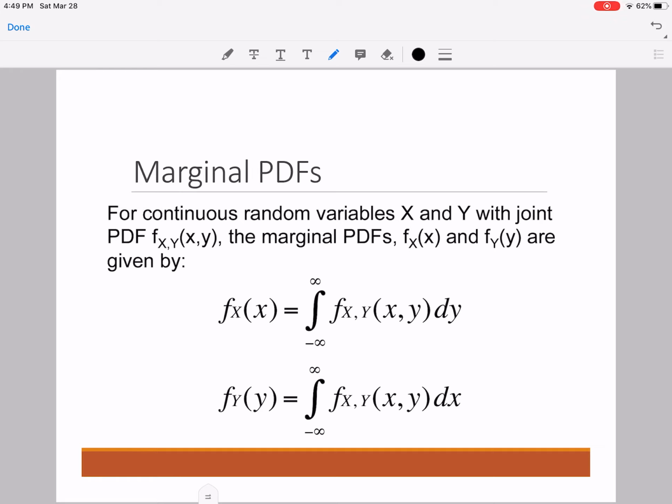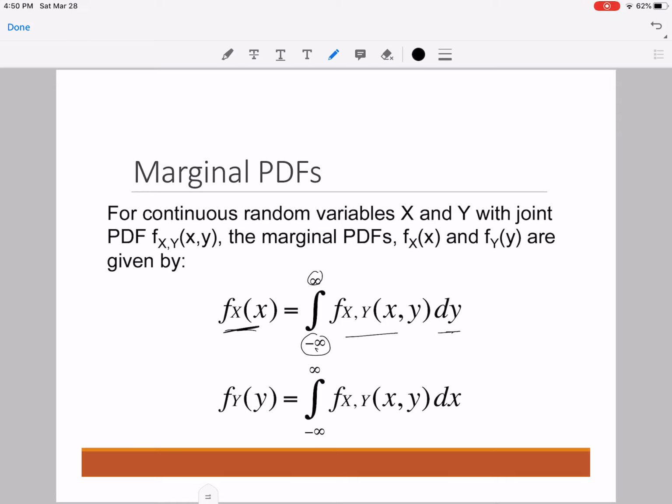You can also obtain the individual probability density functions of x and y from the joint PDF. To obtain the marginal PDF of x, we integrate the joint PDF with respect to y from negative infinity to infinity. Please pay careful attention to these limits of integration. It's from negative infinity to infinity. Now, depending on your PDFs, this may change a little, and I'm going to show you how, but this is the primary formula, from negative infinity to infinity.